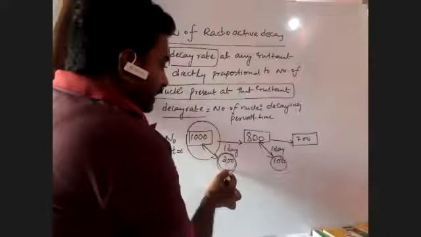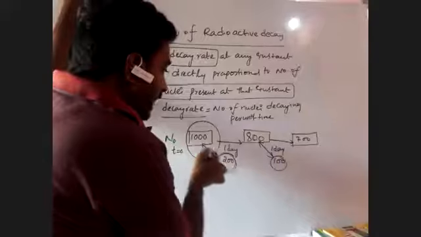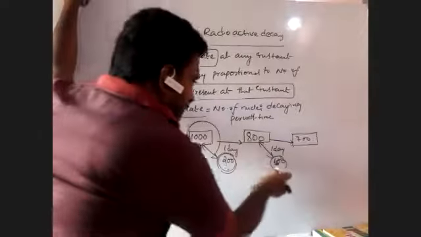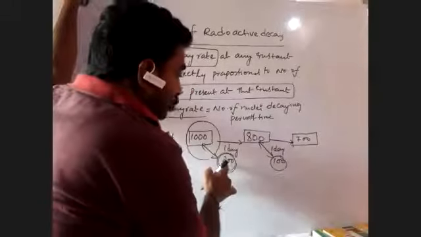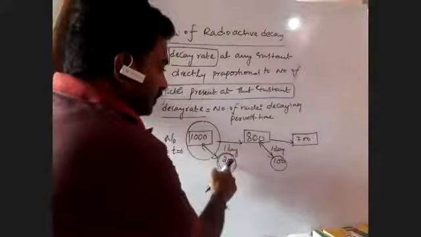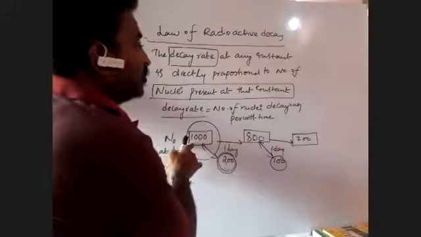at any instant, the moment when you are observing, is directly proportional to the number of nuclei. See, what is the decay rate here? 200 per day. What is the decay rate here? 100 per day. Which is more? This is more. Why is it more? Because the number of nuclei present at that time is more.